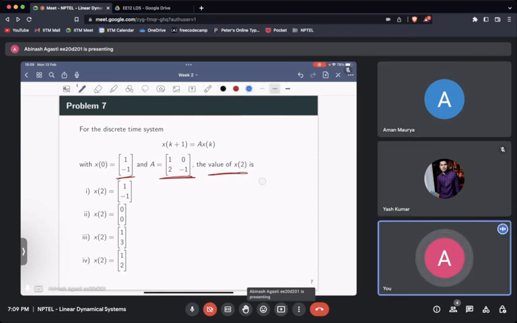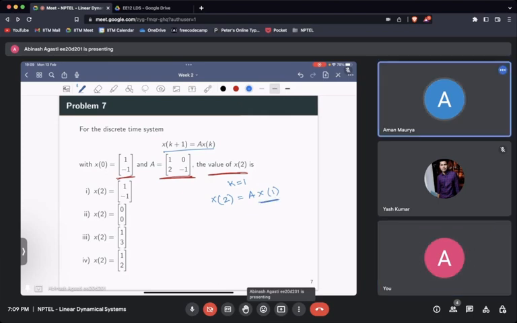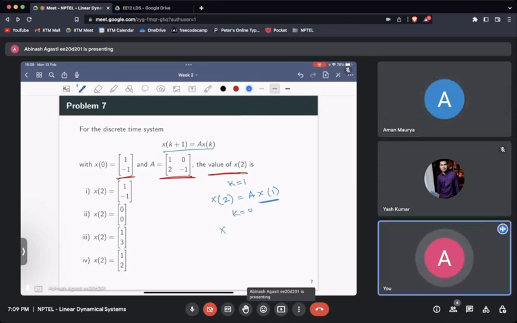So what you are saying is I'll take k equal to 1, right? So from this equation, what can I get? x of 2, because k is equal to 1, so 1 plus 1, 2, is equal to A x of 1, right? But do I have the value for x of 1? Now I'll set k equal to 0. There I'll have x of 1 is equal to A into x of 0. So what does it mean? x of 2 is equal to what? In terms of x of 0, what can I write?